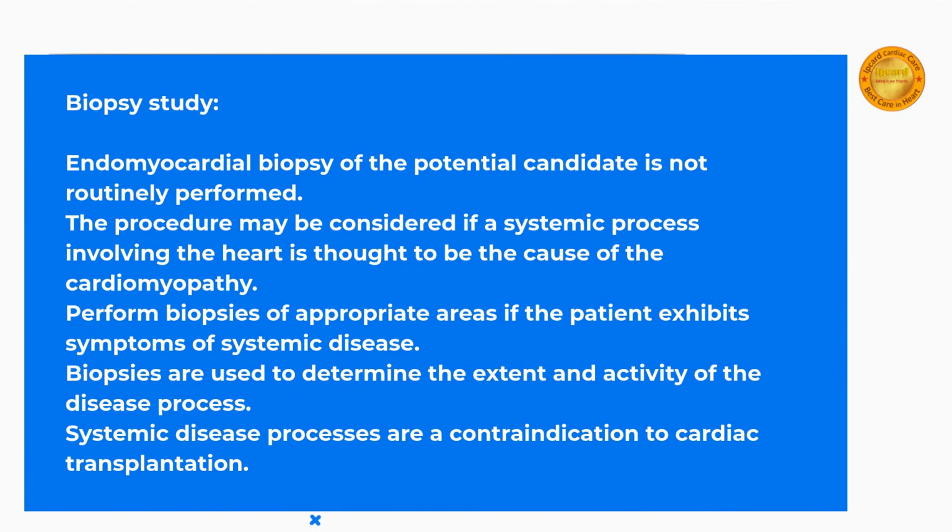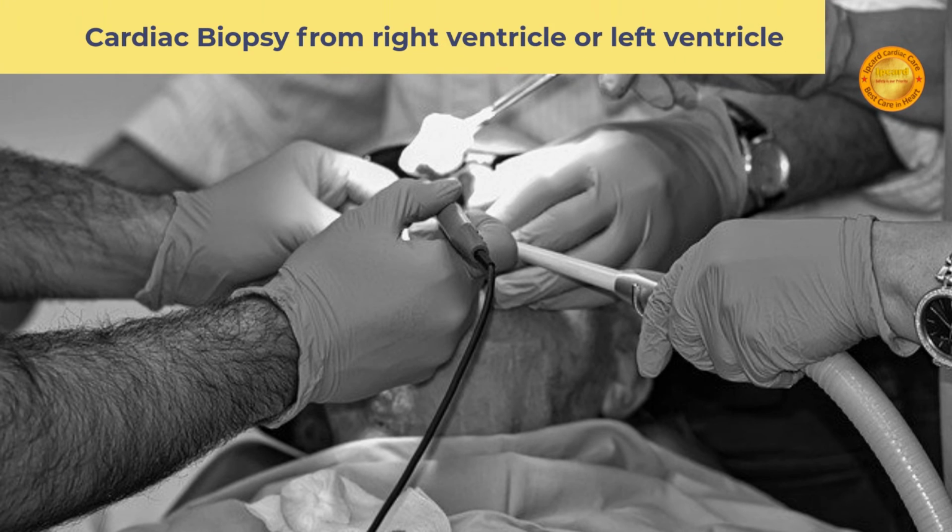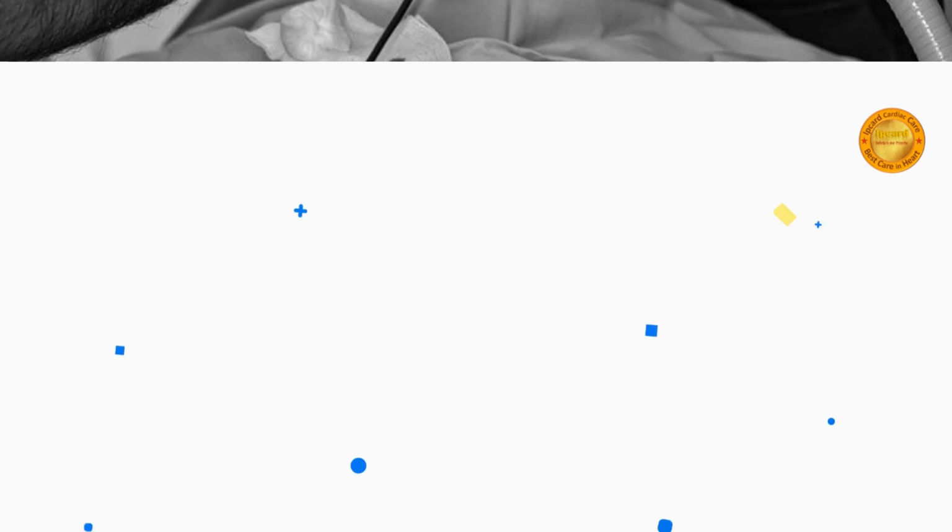Chest radiography. Biopsy study. Endomyocardial biopsy of the potential candidate is not routinely performed. The procedure may be considered if a systemic process involving the heart is thought to be the cause of the cardiomyopathy. Perform biopsies of appropriate areas if the patient exhibits symptoms of systemic disease. Biopsies are used to determine the extent and activity of the disease process. Systemic disease processes are a contraindication to cardiac transplantation. Cardiac biopsy from right ventricle or left ventricle.